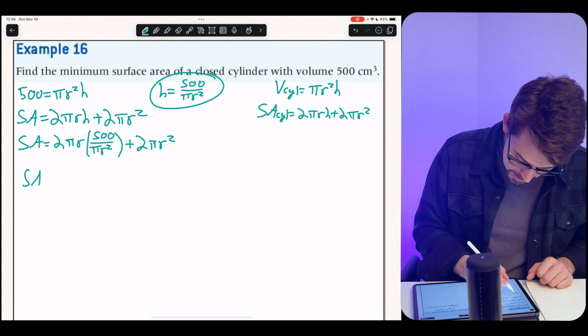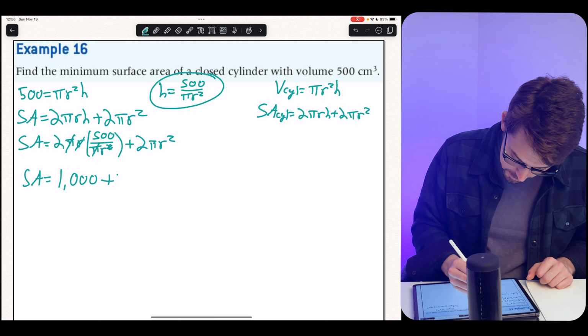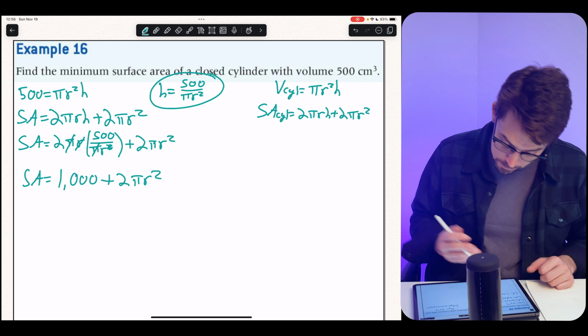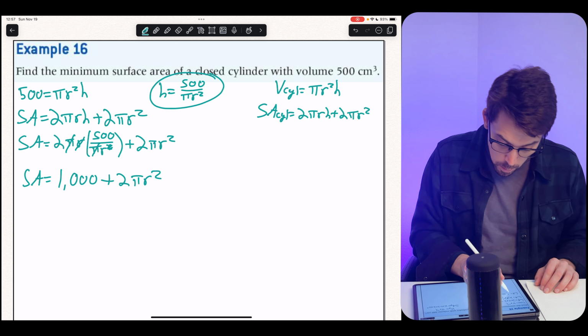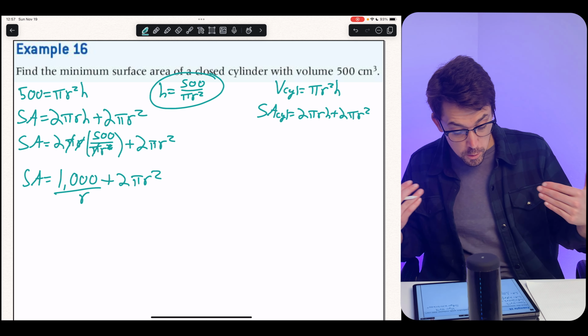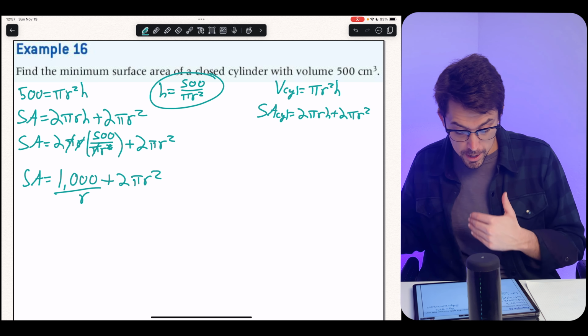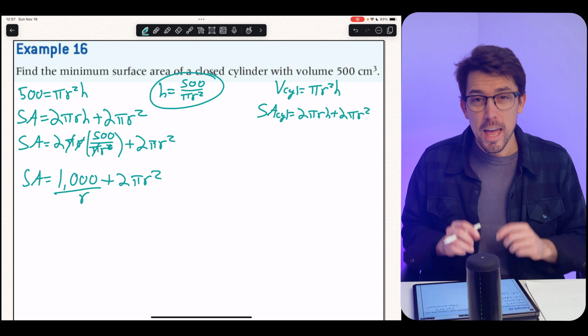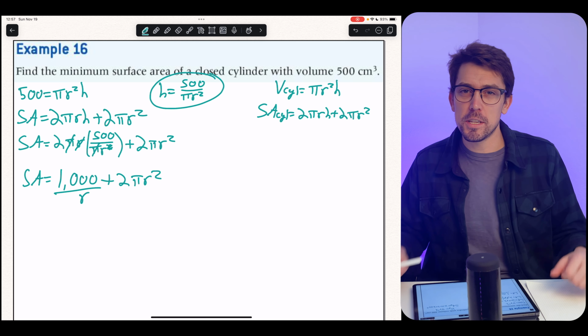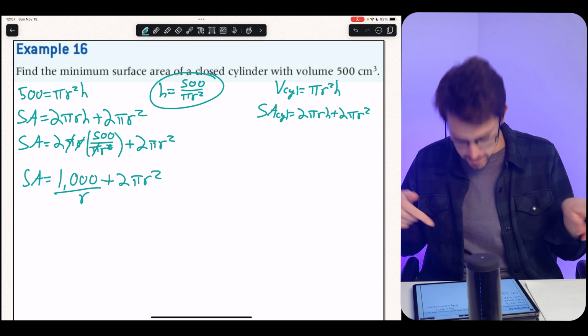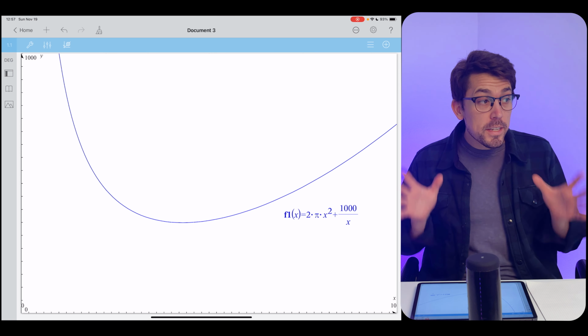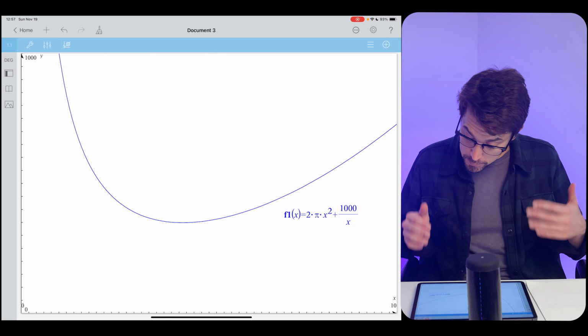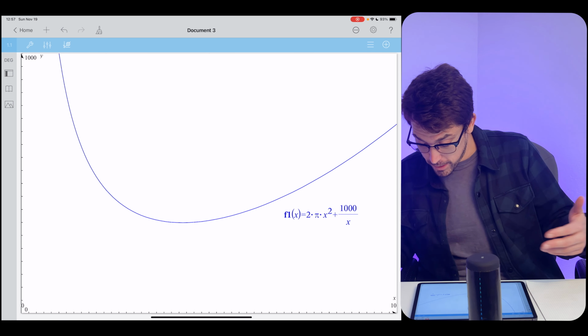So let's simplify that down. Pi is going to cancel, r would just be left with 1 r, so that leaves me with 1,000 over r, plus 2 pi r squared. Now, if we put that into our graph, we're going to see something that looks exactly like this. Now I'm looking at my graph of 2 pi x squared plus 1,000 over x.